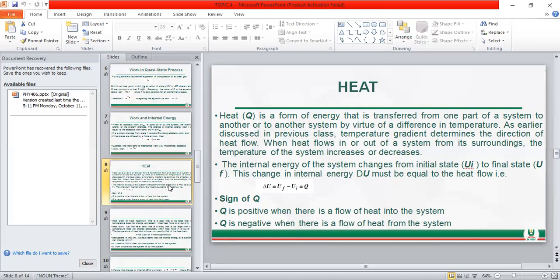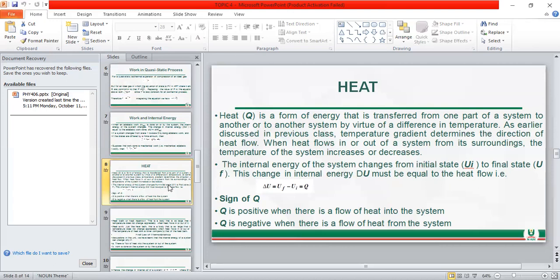Definitely, if you boil water, for example, the temperature increases. Is that not so? That means heat is gained from the surroundings. But if you leave it after a while, the temperature drops, so it is lost to the surroundings. We're now trying to relate it with internal energy. The internal energy of the system changes from its initial state to its final state. So the change in internal energy must be equal to what? The heat flow.